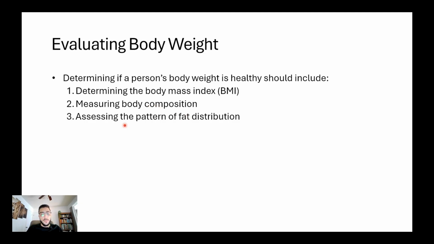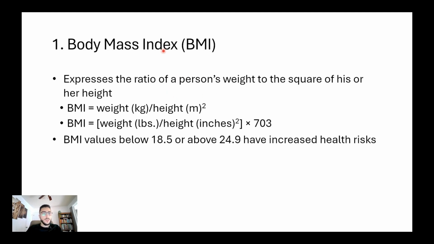And then we assess the pattern of fat distribution, whether it's on the organs or if it's abdominal. It's a different story. For example, if you have a lot of fat but you look slim, but your organs have a lot of fat on them, then that's not healthy, even though you might fit in the healthy body mass index range. So let's start with the first one.